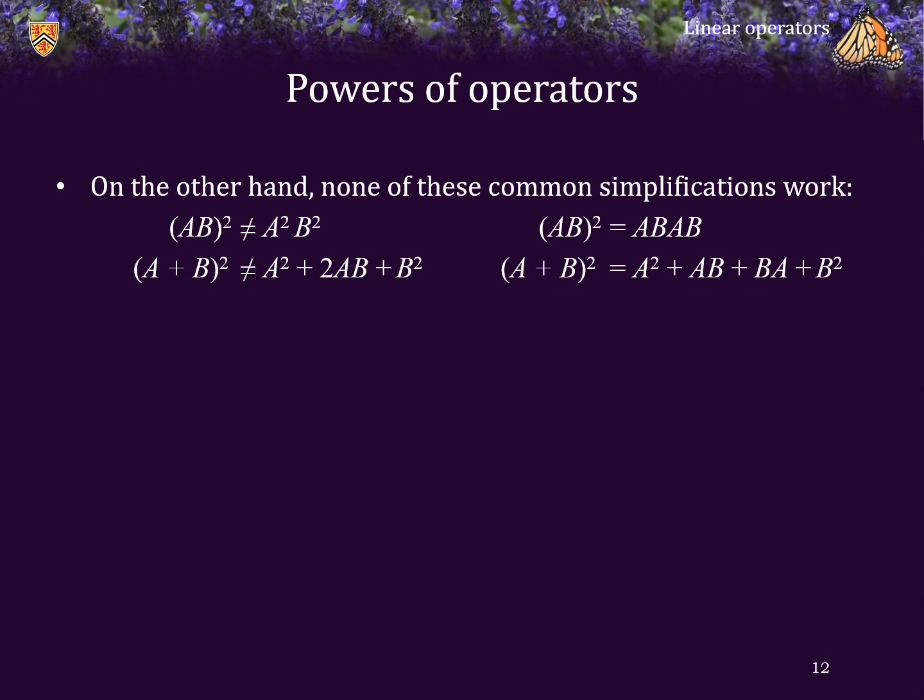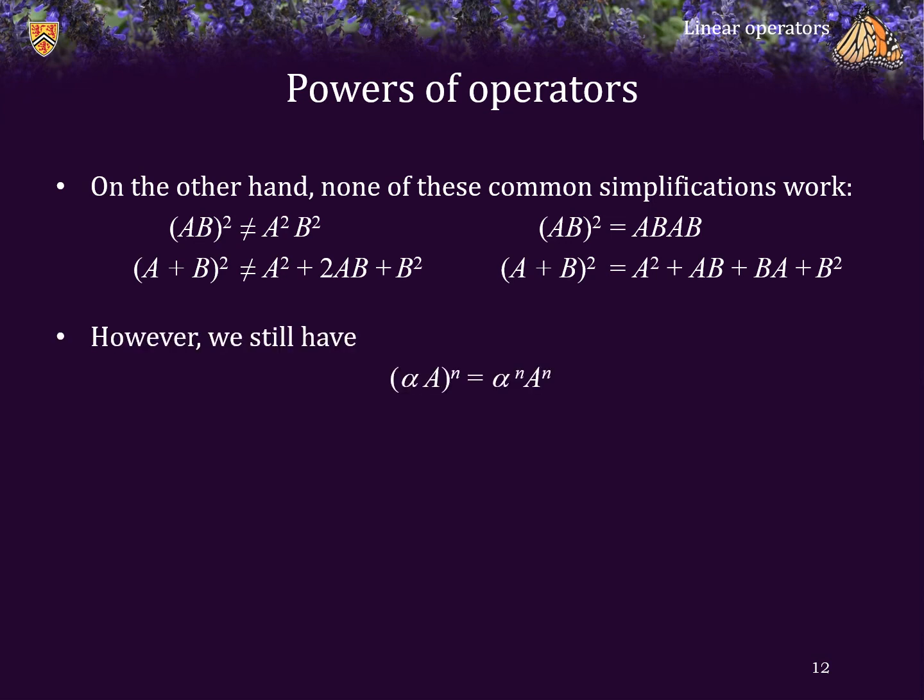Also, a plus b all squared is not equal to a squared plus 2ab plus b squared. The correct answer is that a plus b all squared is a squared plus ab plus ba plus b squared. Again, you got that from FOIL. However, in secondary school, you got x times y plus y times x, which simplified to 2xy.